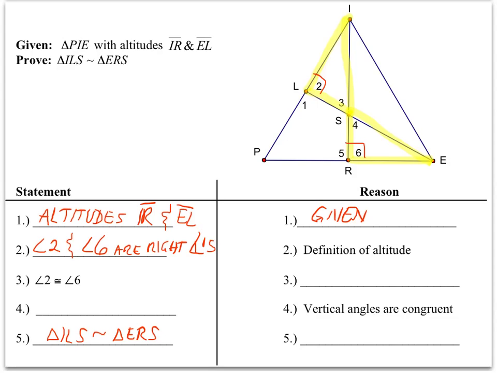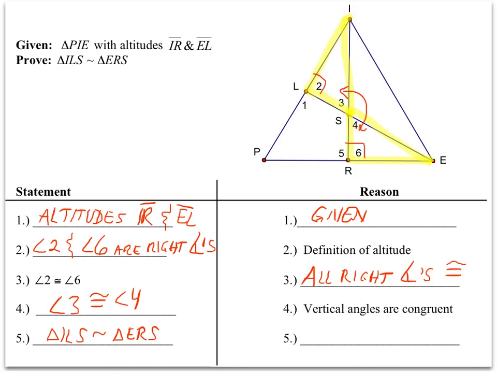Step 3, angle 2 is congruent to angle 6. Well, yeah, that makes sense. It's kind of a duh statement, because all right angles are congruent. Step 4, the reason's already given for us. Vertical angles are congruent. Where I see vertical angles are angles 3 and 4, because they're crossing lines and they're opposite sides of the intersecting lines. So we have that angle 3 is congruent to angle 4.